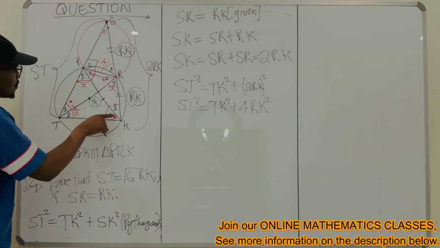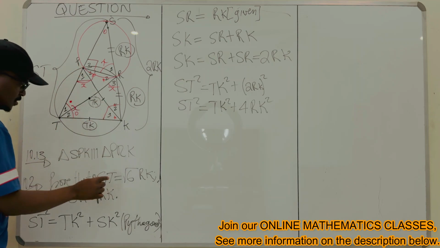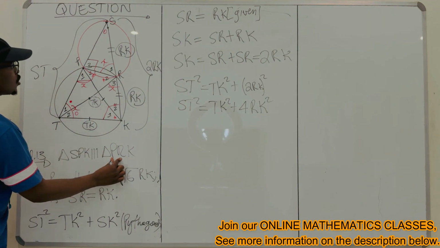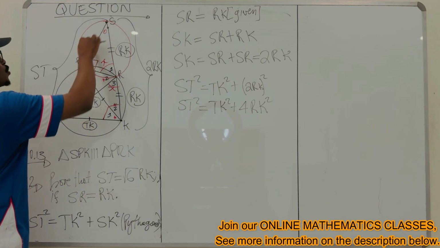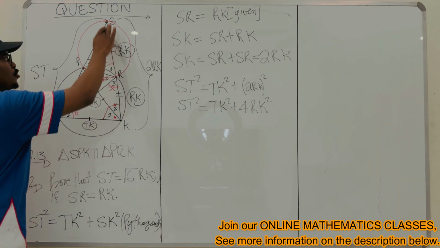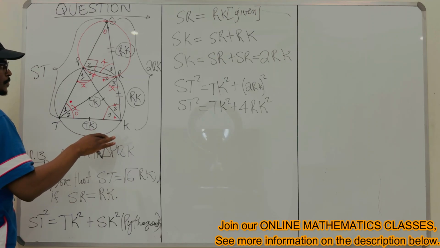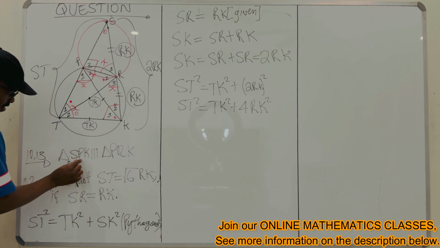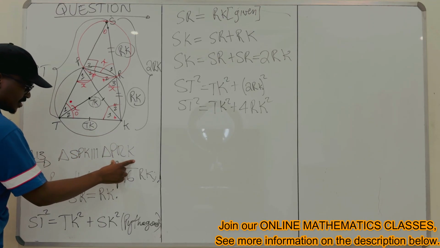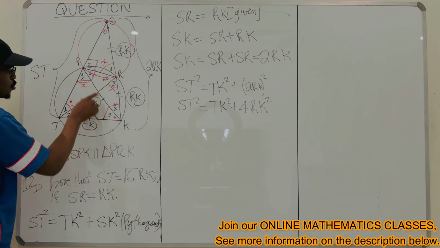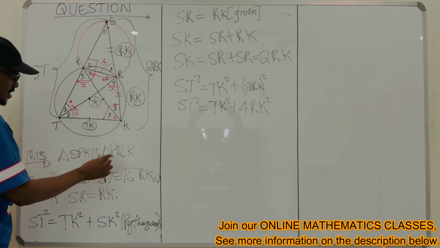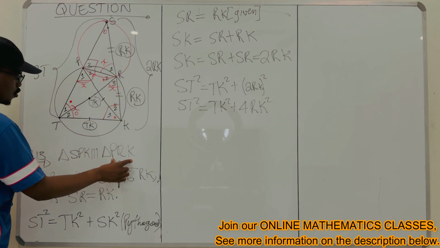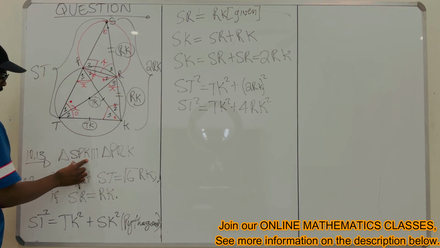Let's look at what it corresponds to. PK of the small triangle corresponds to SP. But SP is this side, and we don't want anything to do with that side. It would be better if we use this side only. So PK of the small triangle, PRK, corresponds to SK. Okay, this is okay.